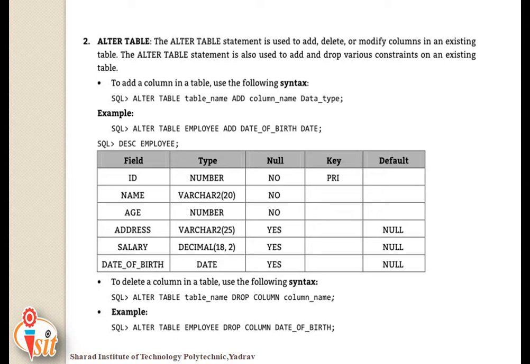For that, use the last example. In the employee table, what are the fields? ID, name, age, address, salary. Now here by using the alter command, we have added the date of birth column.